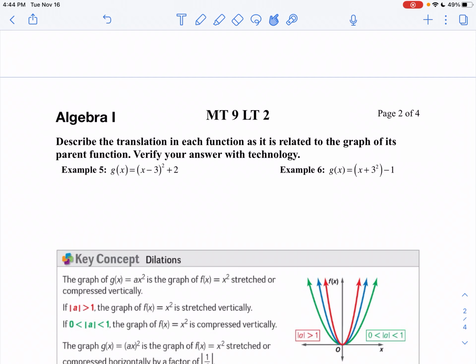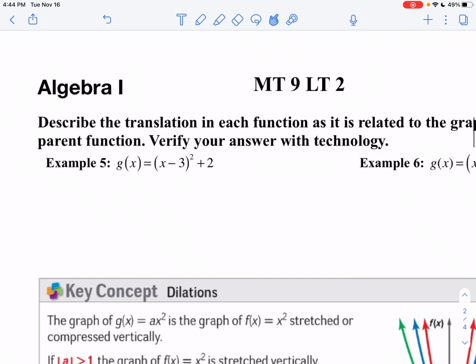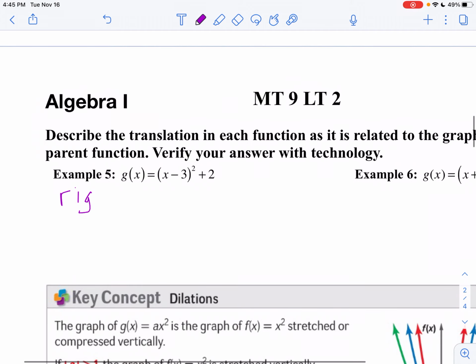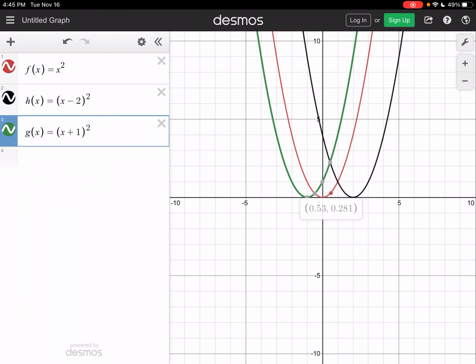Next, let's look at a combination of transformations. On example 5, I want to write down what transformations I see, and I want to verify it with technology. So if I see x minus 3, I'm thinking in that squared, so I'm going to move my parabola right 3. And then, since I'm adding 2, I'm going to have it go up 2. So my vertex for my parabola is going to be to the right 3 and up 2. So let's take a look at that.